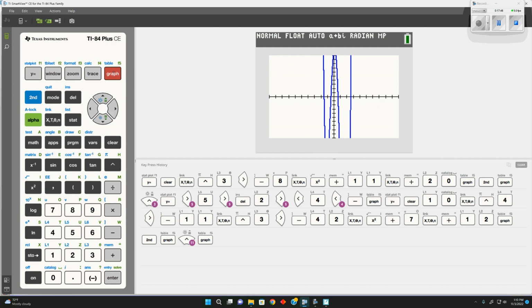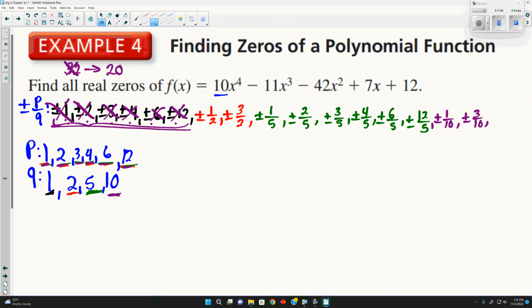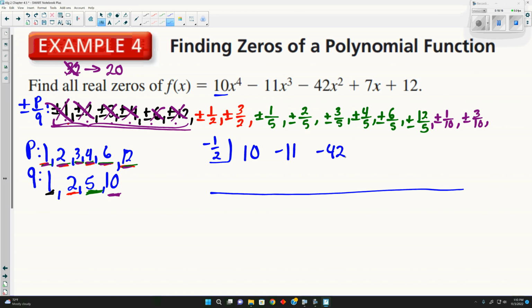Now looking at the graph, is there one of these points that looks like it could line up with one of our fractions? Negative 1/2. So what we can do, using the graph and this here, is set up synthetic division and put negative 1/2 in the cubbyhole, because that is one of our possible rational zeros. Now across the top we'll have 10 for x to the 4th, negative 11 for x cubed, negative 42 for x squared, 7 and 12. Then we bring down the 10.